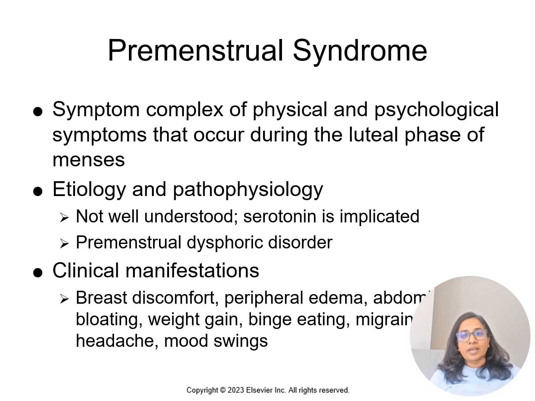You've already learned anatomy and physiology. The first 14 days of the menstrual cycle is the follicular phase, where the ovum is developing. Then ovulation happens after the 14 days, and then the corpus luteum is released, which is the luteal phase.